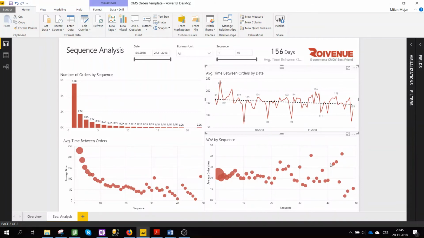Again, here we have a lot of orders and sequences which are not very representative. So again, it's good if you take a look a little bit closer at this.